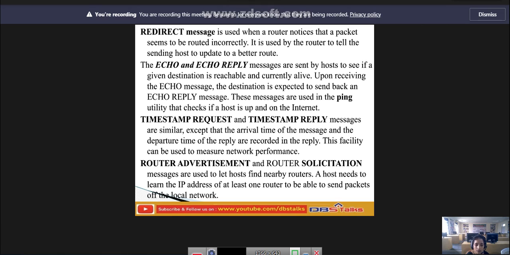Next, timestamp request and timestamp reply. These messages are similar, except that the arrival time of the message and the departure time of the reply are recorded in the reply. This facility can be used to measure network performance. Router advertisement and router solicitation messages are used to tell hosts to find nearby routers. A host needs to learn the IP address of at least one router to be able to send packets off the local network.